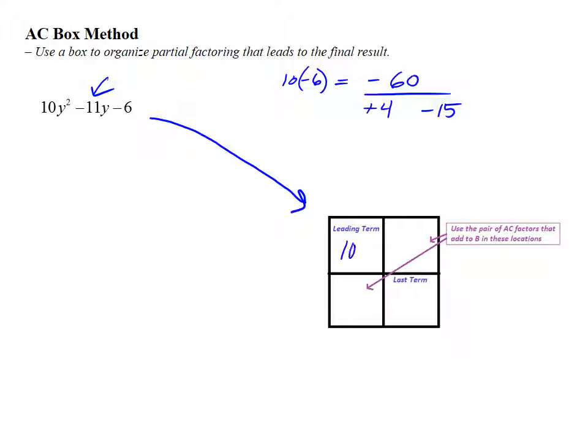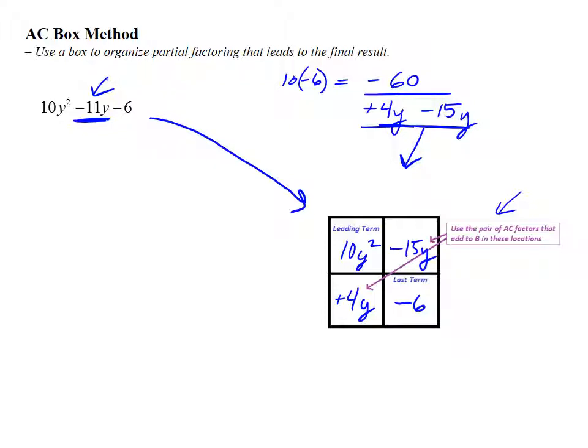We're going to put the leading term, 10y squared, in the first location of this box, the upper left. We're going to put the last term, that negative 6, in the lower right corner of the box. What we put in the other two places are these factors we had. And I'm going to put them in kind of left and right just as they are. It doesn't really matter which one goes where. But the thing about these two factors is that because they represent the middle term, negative 11y, we need to put them in with a y. So I'm going to put a positive 4y into the bottom left location and a negative 15y into the top right location.